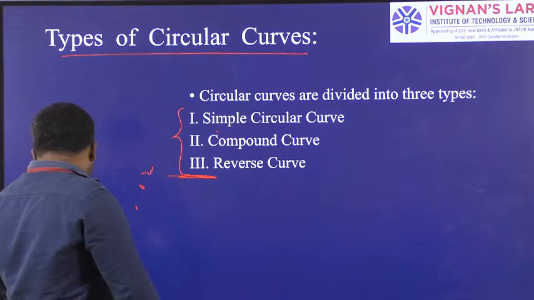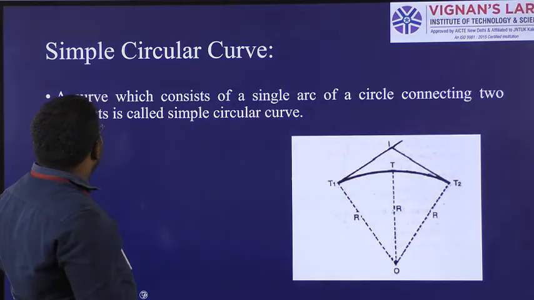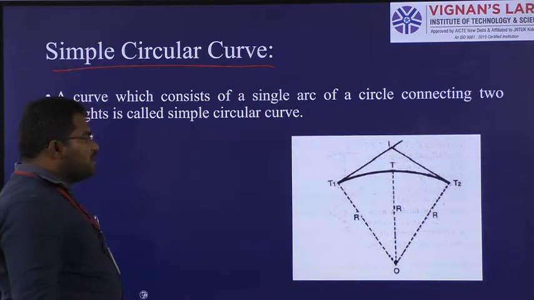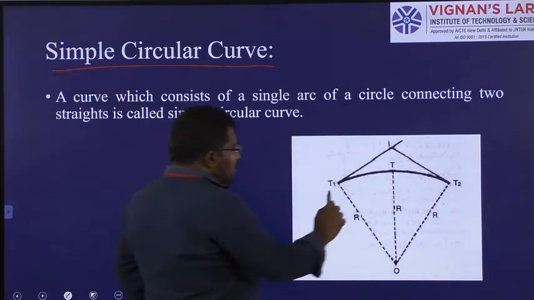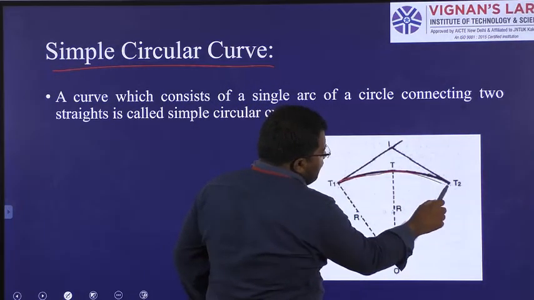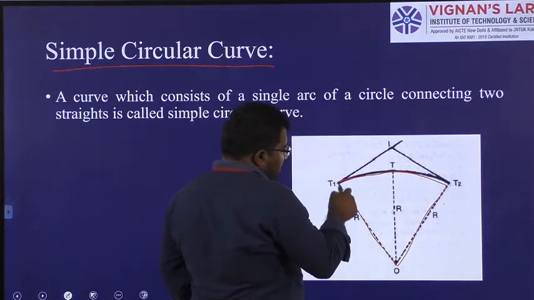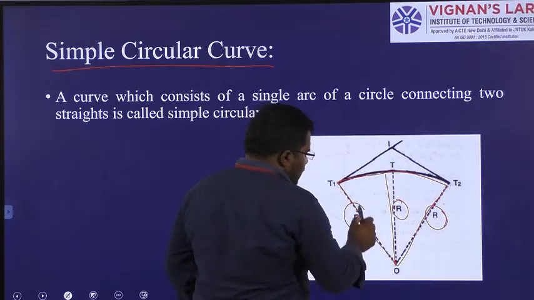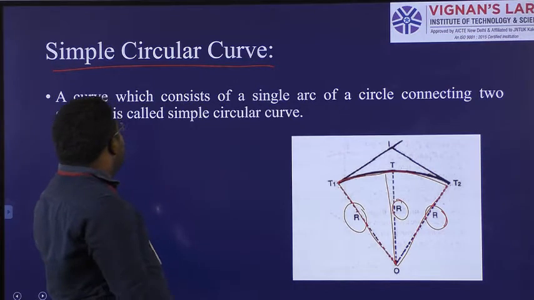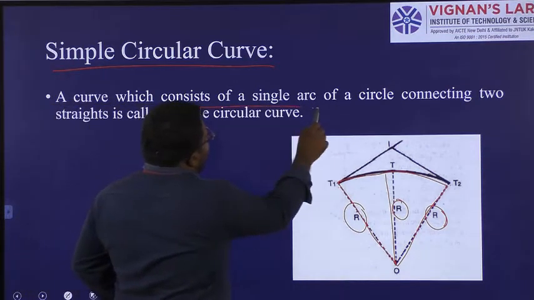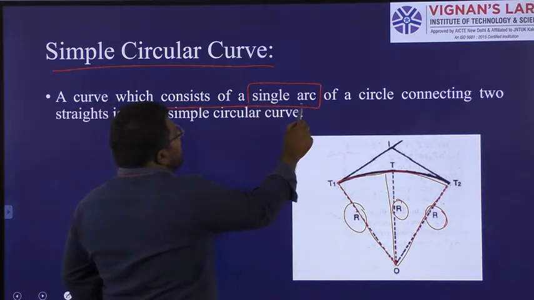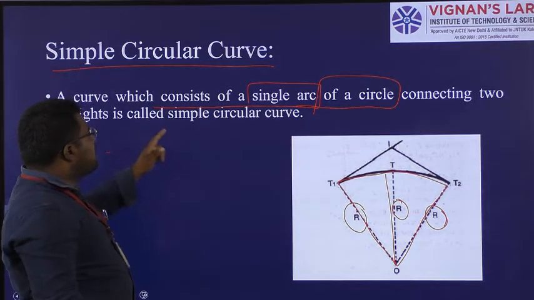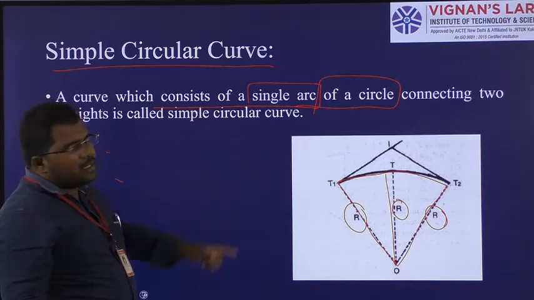Let us see the first type. The first is the simple circular curve. Only one curve is there, with the same radius at every point. You can see here R, here R, here R, everywhere the same radius. A curve which consists of a single arc of a circle connecting two straights is called a simple circular curve.